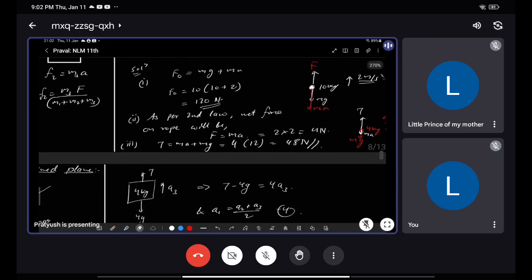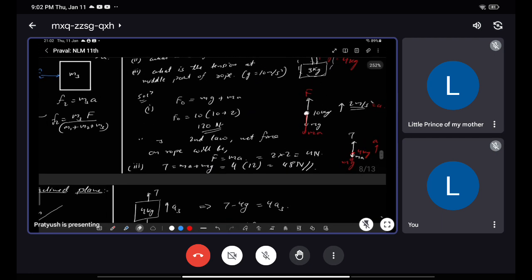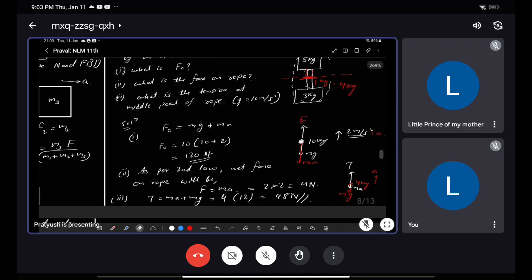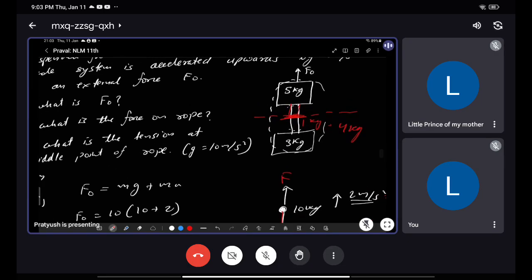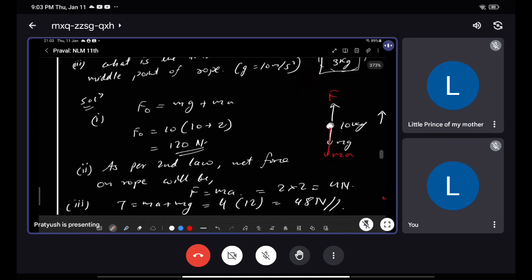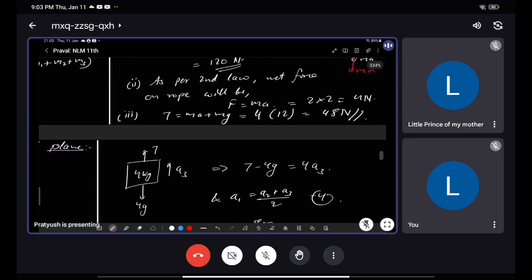so what will happen? The lower part of the 3 kg and this 1 kg total will come out to be 4 kg. Now this 4 kg is moving with some acceleration. It means there will be a force. Okay, force equals mass multiplied by acceleration. Okay, we will get 48 newtons.